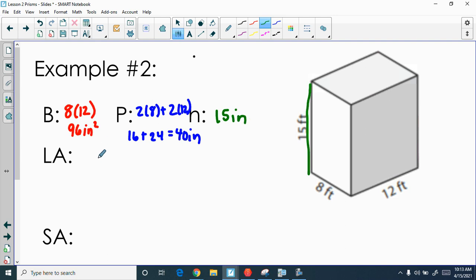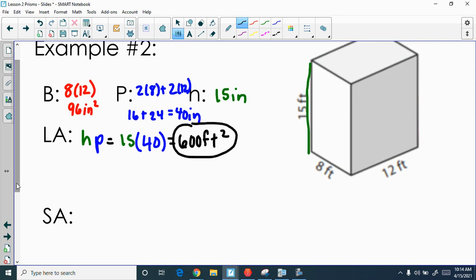All right, for our lateral area, we're going to do height times perimeter, which is equal to 15 times 40, which gives us 600. And we're area, so feet squared.